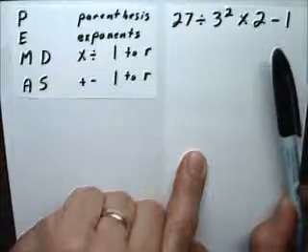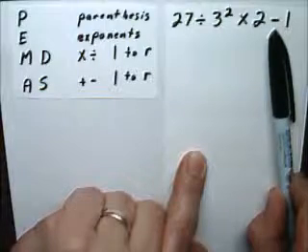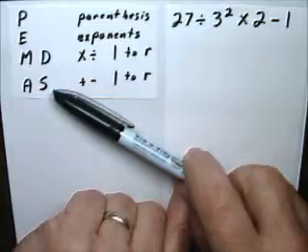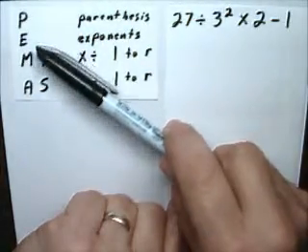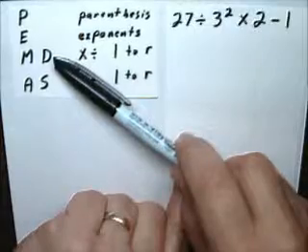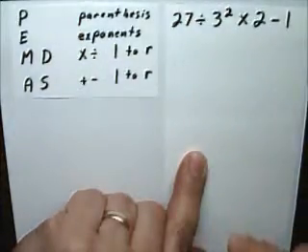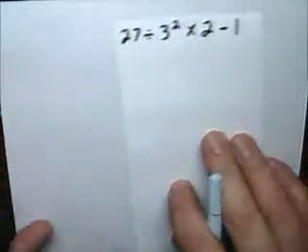Another place you may be tempted to make a mistake is here. 2 subtract 1. You can't do that. It has to be done last. The first thing that has to be done is the exponent, then the multiplication and divisions in order from left to right, and lastly the additions and subtractions in order from left to right.